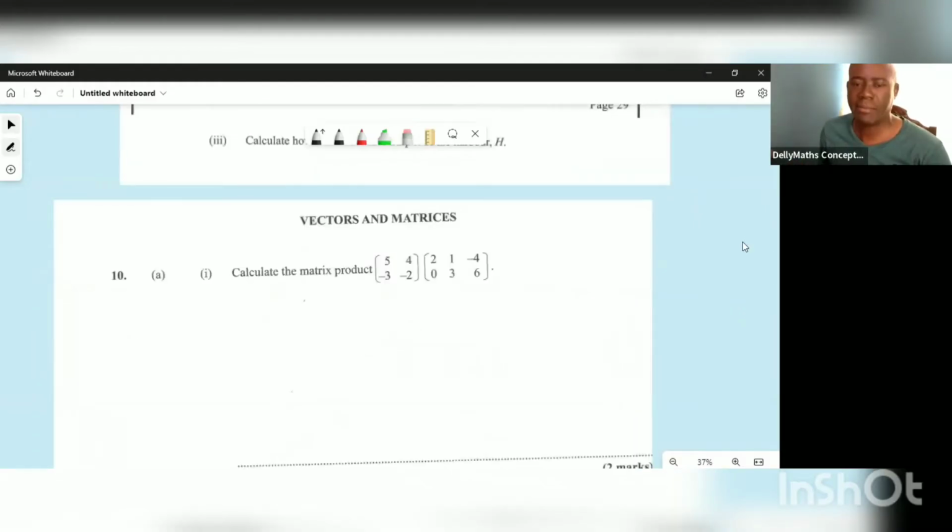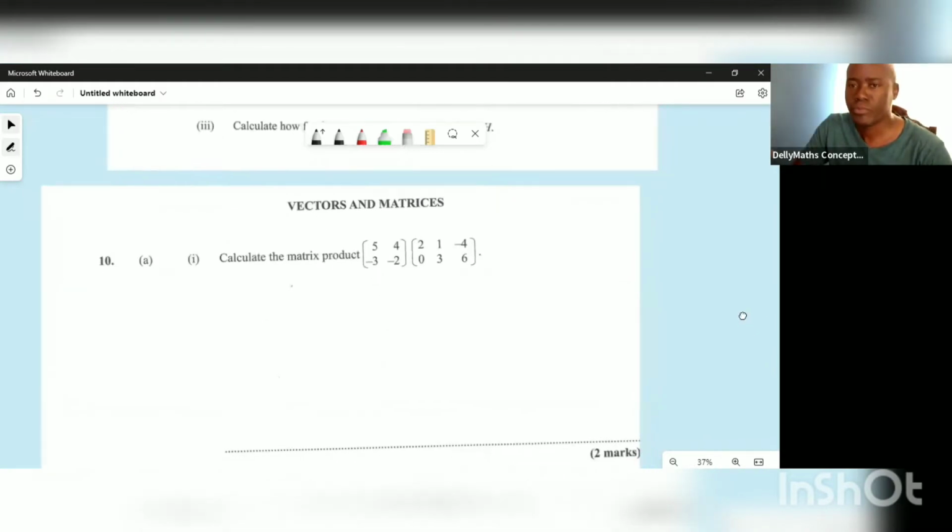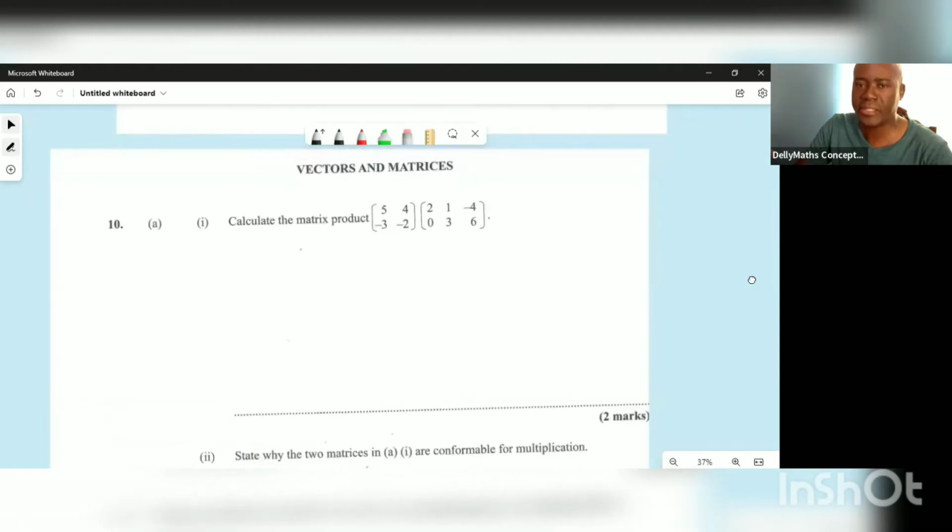So welcome back to Daily Math Concepts. You're looking at number 10 of the July 2021 paper 2. This is the last question right there. It's a matrices question. It says, calculate the matrix product.